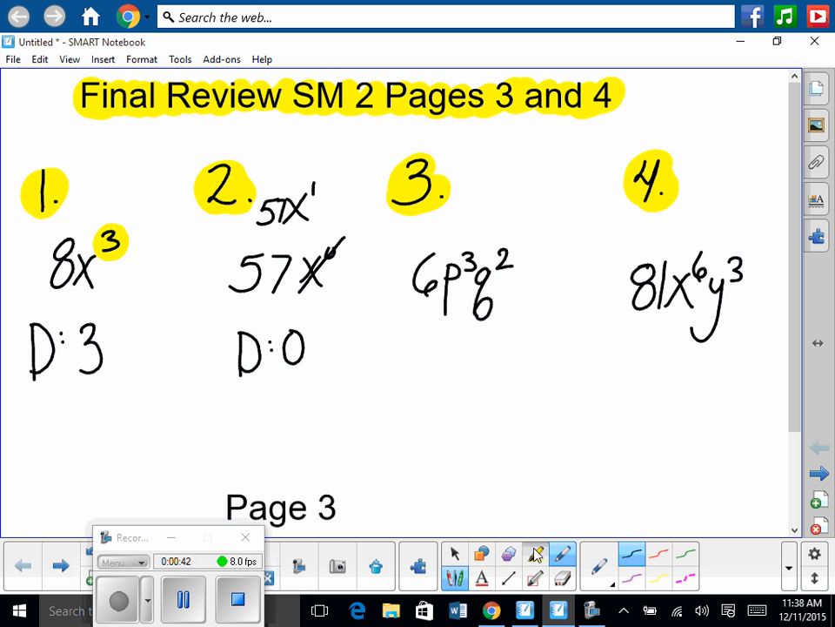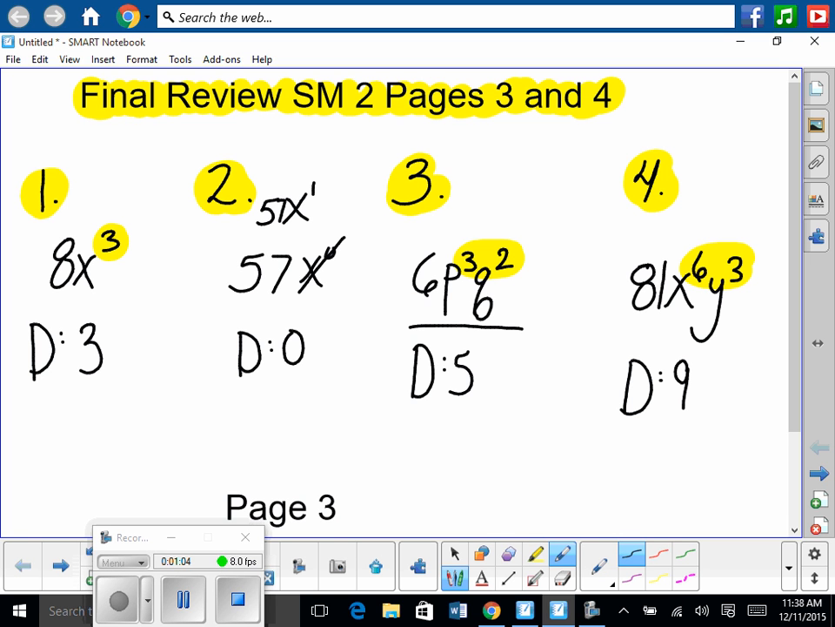This one would be degree 5. When you multiply, you add your exponents. Now, even though p and q are not the same base, this still, because they're being multiplied, counts as degree 5. And then same thing here. Even though we can't combine 6 and 3, they're being multiplied. So this would be considered degree 9.